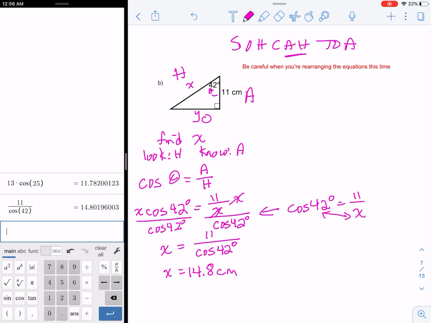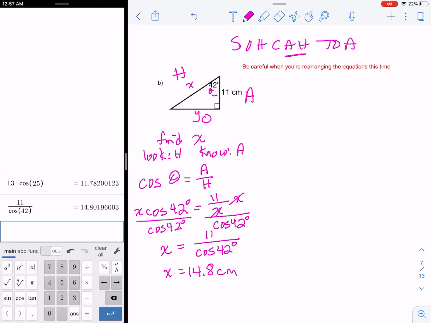You don't have to go through showing all the division and the getting rid of the x and all that stuff. So you can go right from this line here and then just switch the x and the cos of 42, and you get 11 over the cos of 42 degrees. That only works when the x is in the denominator. Okay? All right, I'm going to erase this.